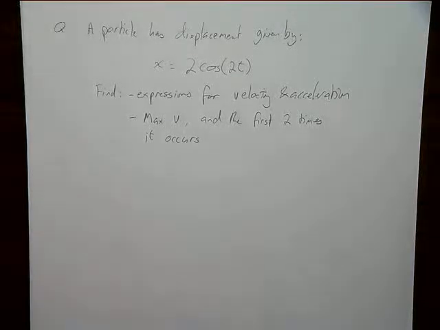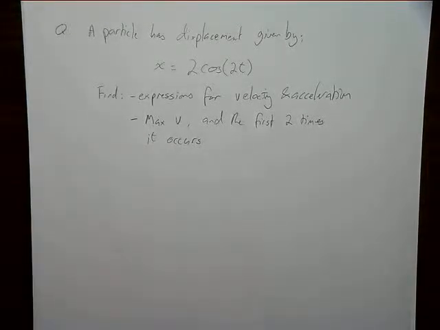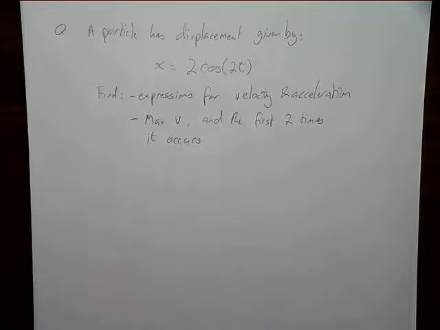Okay, so we're looking at this question here, a simple harmonic motion question. We've got a particle with a displacement given by x equals 2 cos of 2t, and I want to know the expressions for velocity and acceleration, and the maximum velocity and the first 2 times it occurs.